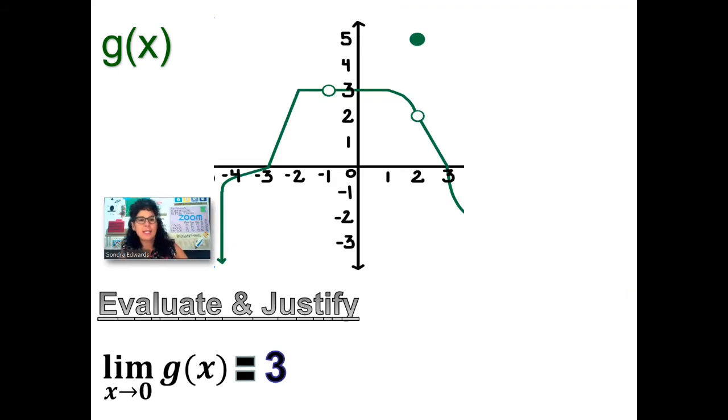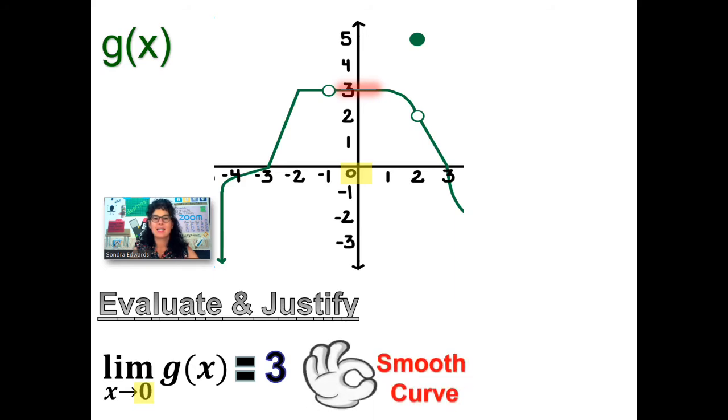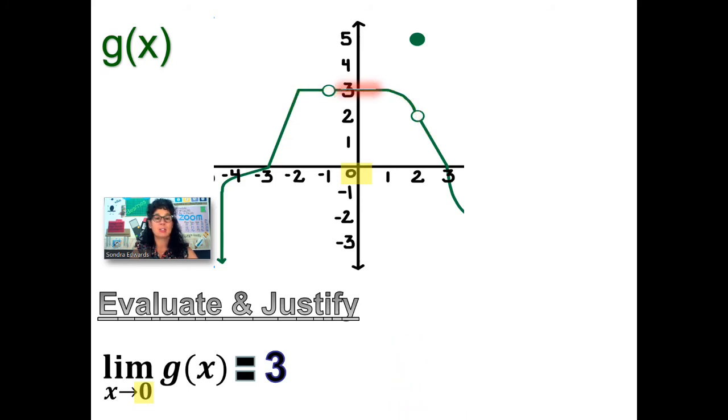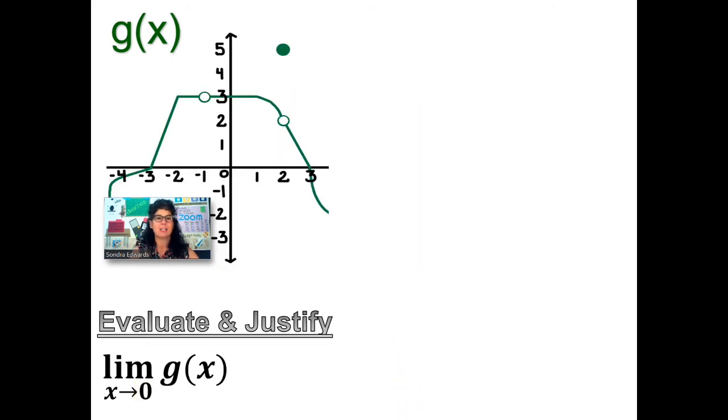We want to evaluate and justify the limit as x approaches 0 of g of x. I already put here that it's 3 because if we go to 0, we can look right above 0 and see that this is a smooth curve. Limits, we can find them at 0. If I come in from the left and the right of 0, the height is heading to 3. But we're going to throw this away because we're going to use the formal definition.